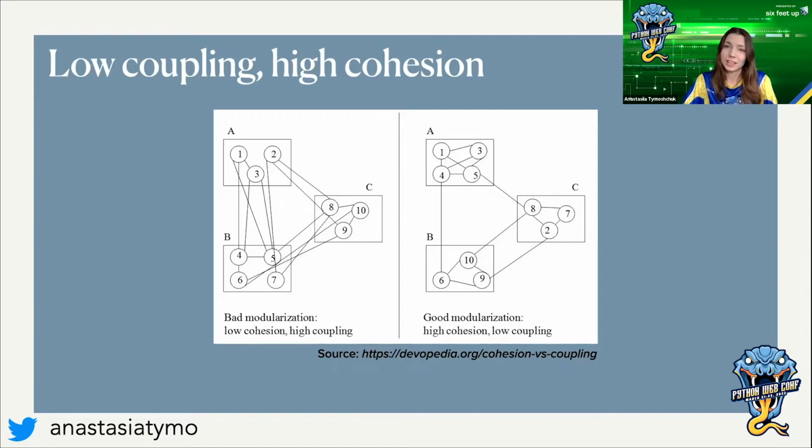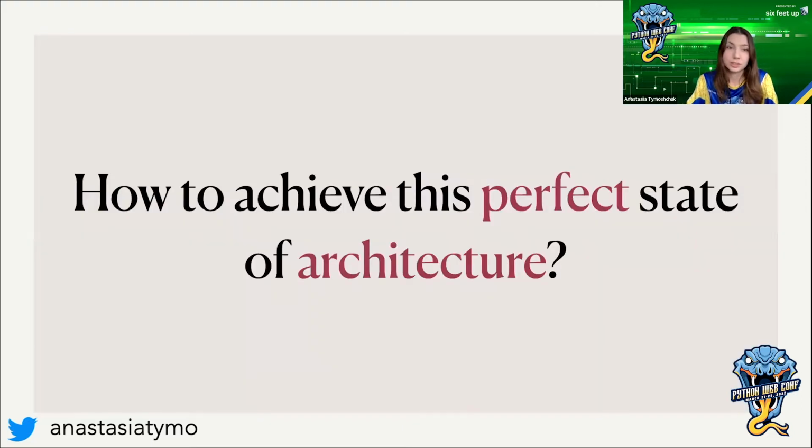So in this case, if we think in domain terms, one big box, which represents the service, would be a domain. I will go into details a bit later. And the better you decouple domains to serve one single common purpose, the better this situation with low coupling and high cohesion is. So seriously, how to achieve this perfect state of architecture?